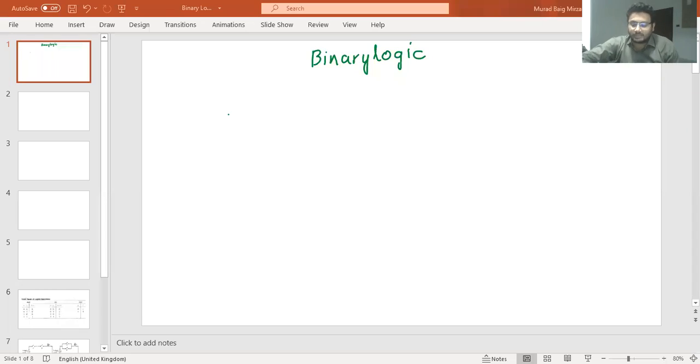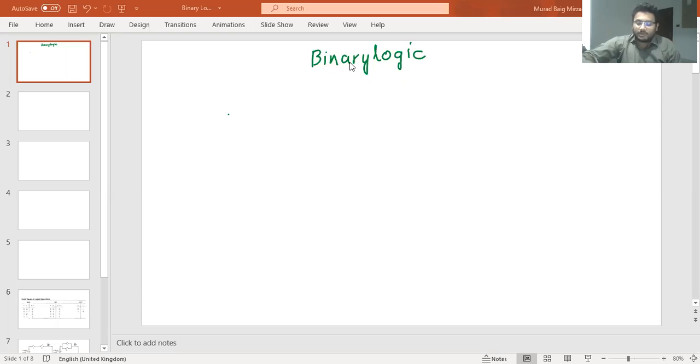So you can see the name of the topic we are going to discuss today is binary logic. Binary logic basically deals with the variables and logic, or you can say the operations on those variables. So we are talking about binary. Those variables should be binary variables, and the operations we are going to perform on those variables, on that data, should be binary operations.